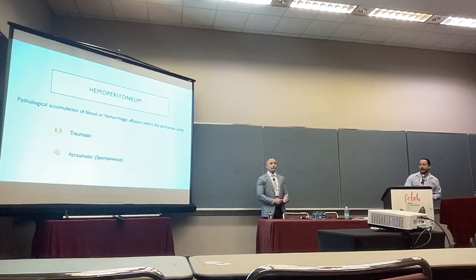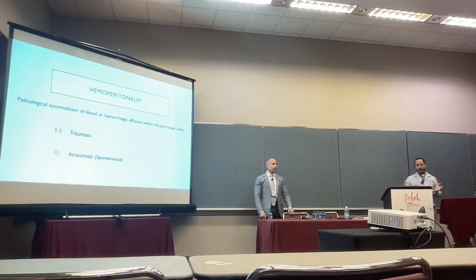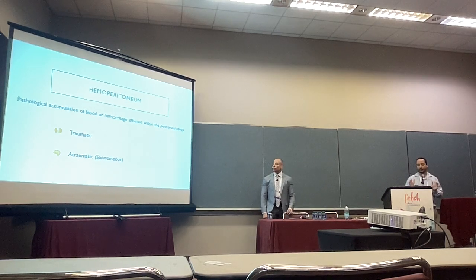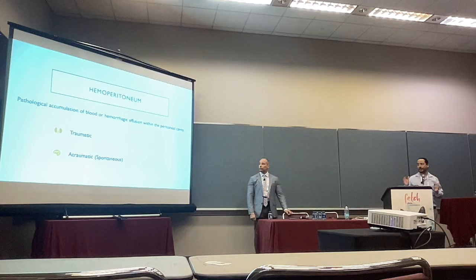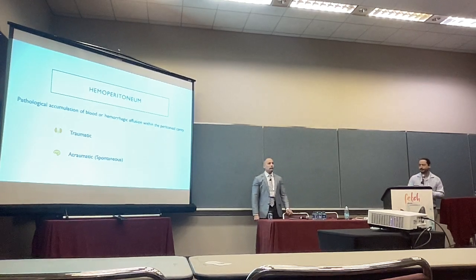When you think of hemoabdomen, you think mainly splenic mass, right? That's going to be the most common thing we deal with. But we're going to break it down into a true hemoperitoneum, which is the pathological accumulation of blood or hemorrhage in the abdominal cavity. There are two main categories for that: the traumatic and the atraumatic, spontaneous hemoabdomens.